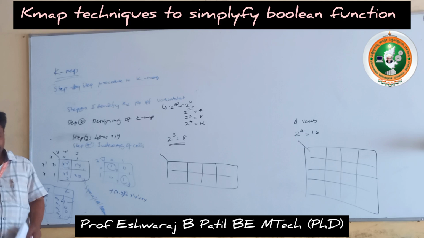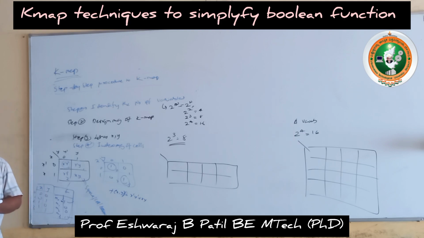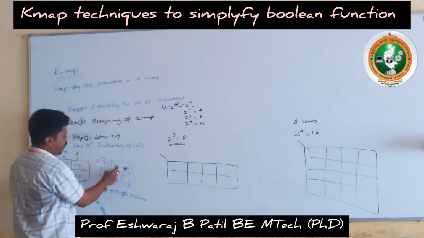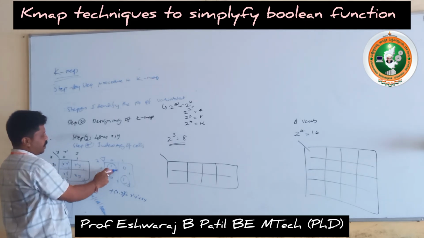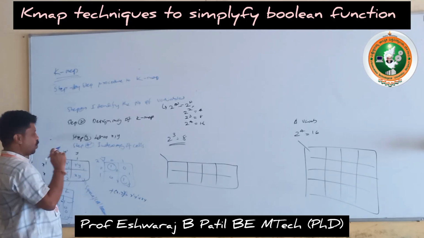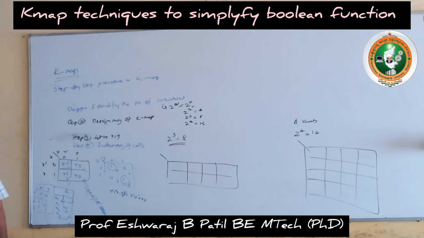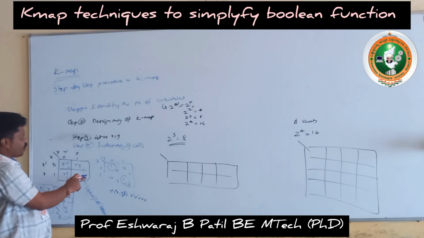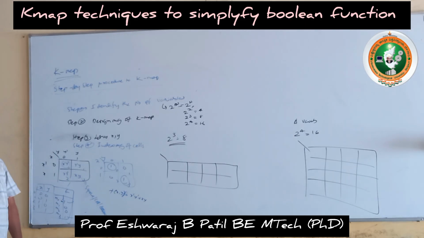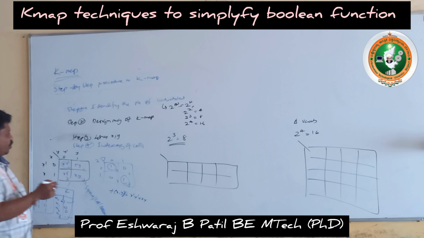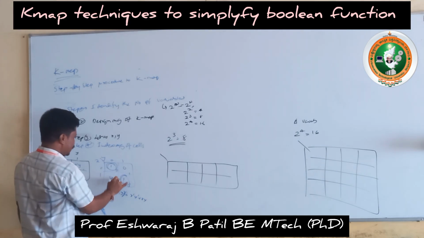We apply the grouping techniques only horizontally or vertically, so we have to identify the cells which are adjacent to each other. The next step is the grouping of adjacent cells. These cells are not adjacent. One thing to remember: K-map rules say we must make groupings either horizontal or vertical. But here these two cells are diagonal to each other, so we can't make a group, and we go with the independent cells.